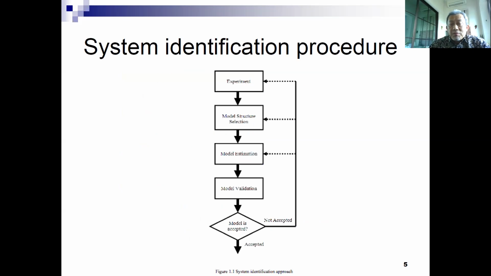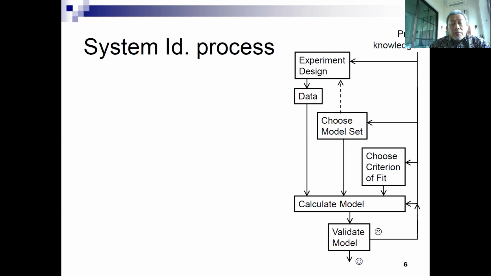We follow the procedure, the four main procedures: experimental setup, model structure selections, model estimations, and model validations, with the closed loop based on the best fit, based on the minimum MSE, minimum FPE, and so on. So the process can be tabulated in more detail in the block diagram as follows, okay, lebih kurang sama macam yang ini, cuma dalam bentuk yang berlainan.